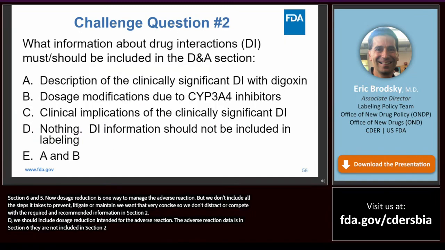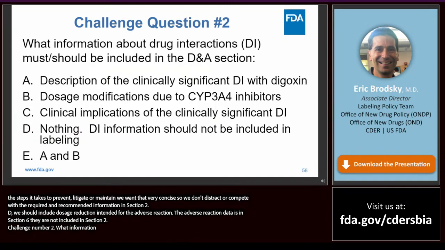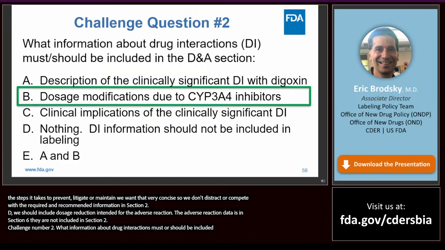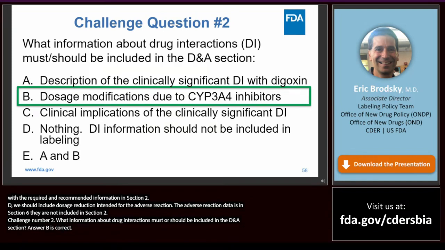Challenge question number 2. What information about drug interactions must or should be included in the DNA section? So answer B is correct. Dosage modifications due to drug interactions. In this case, it's a specific class, CYP3A4 inhibitors.